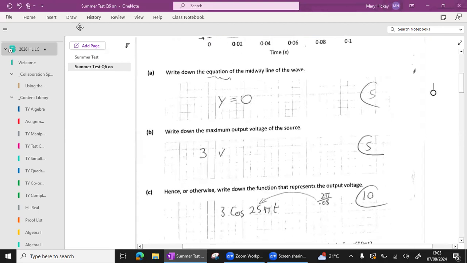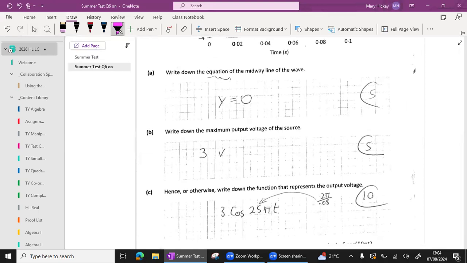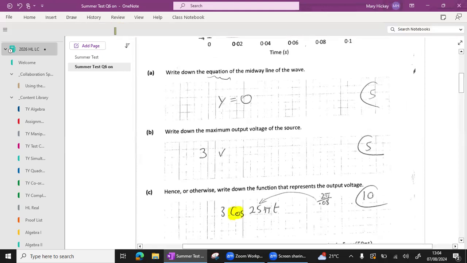Then it said, hence or otherwise, write down the function that represents the output voltage. What we had to do here was, like we practiced in class, put together the actual function. A good starting point is always to ask, is it sine, cos, or tan? With these graphs, we generally dealt with sine or cos. Now, I have picked cos. Why did I pick cos?